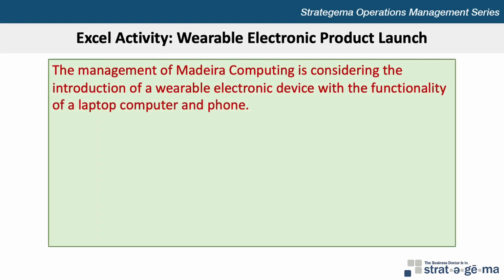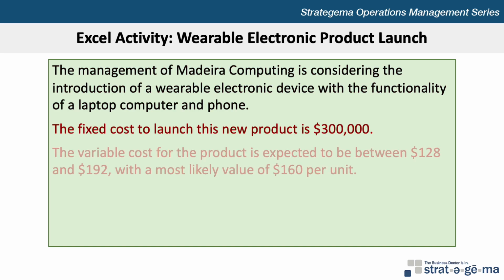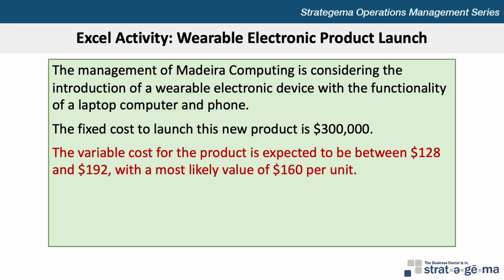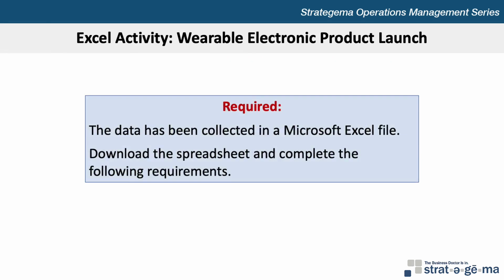The management of Madeira Computing is considering the introduction of a wearable electronic device with the functionality of a laptop, computer, and phone. The fixed cost to launch the new product is $300,000. The variable cost for the product is expected to be between $128 and $192, with a most likely value of $160 per unit. The product will sell for $240 per unit. Demand for the product is expected to range from 0 to approximately 20,000 units, with 4,000 units the most likely. The data has been collected in a Microsoft Excel file. Download the spreadsheet and complete the following requirements.